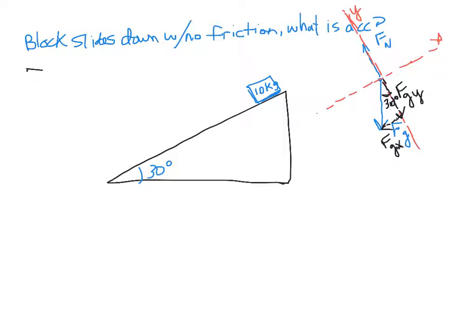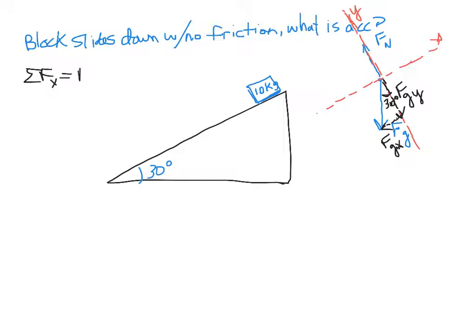If we look at the summation of all the forces in the x, we have what? Hope you're seeing here that literally all we have is the FGX. That is the only force that's acting in the horizontal. We have an FGY and an FN that are equal amounts and opposite direction. But the FGX is the only thing we have horizontally.